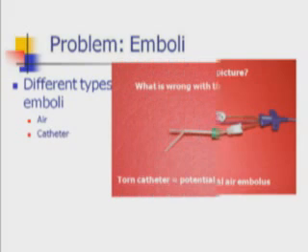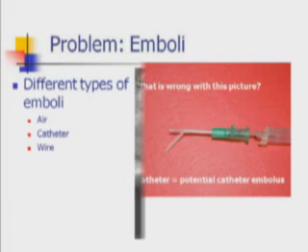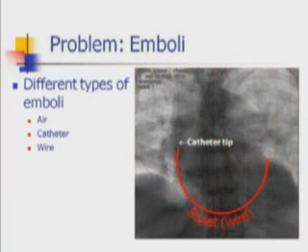Although many occurrences of air embolism go unreported because they are not symptomatic, entrapment of large quantities of air can lead to severe neurologic injury, cardiovascular collapse, and even death. Catheter emboli can occur during insertion of peripheral or central lines or during forceful flushing or removal of central lines. Wire emboli occur during catheter insertion.